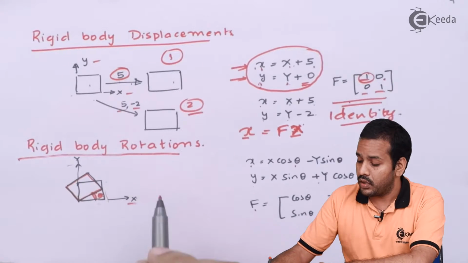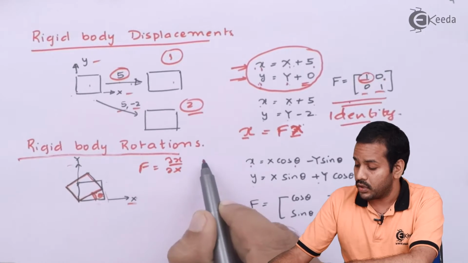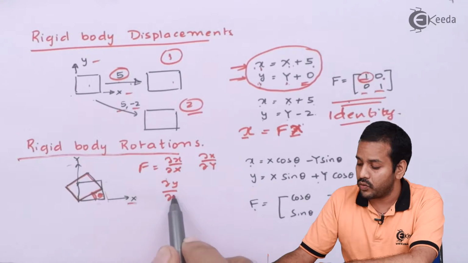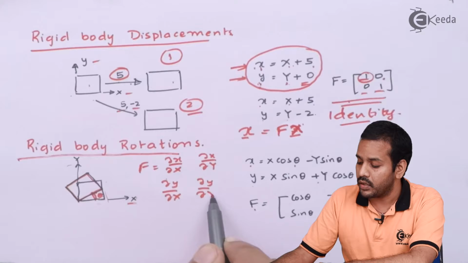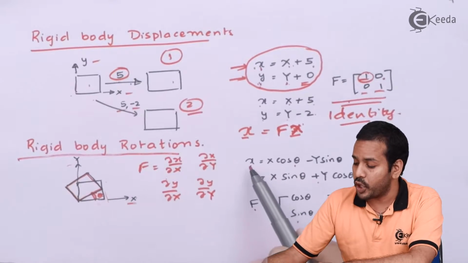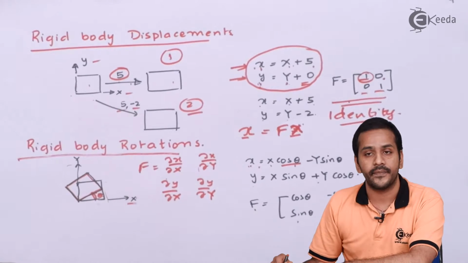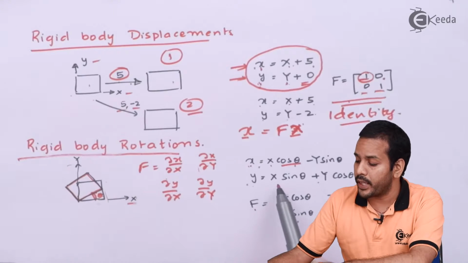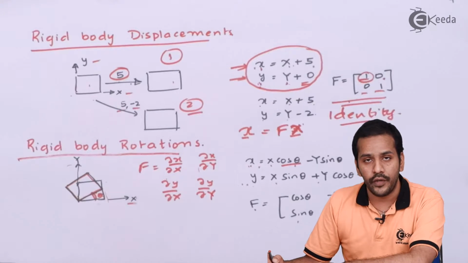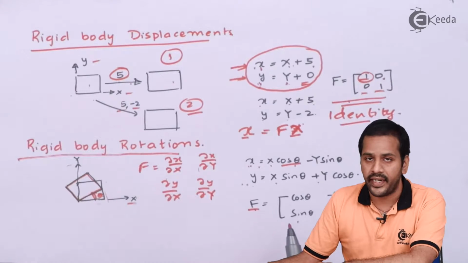F is nothing but ∂x/∂X, ∂x/∂Y, ∂y/∂X, ∂y/∂Y. So if you fill these terms in, ∂x/∂X will be cos θ and ∂x/∂Y will be minus sin θ. Similarly, ∂y/∂X will be sin θ and ∂y/∂Y will be cos θ. So if you look at this F, you can observe this is not an identity.